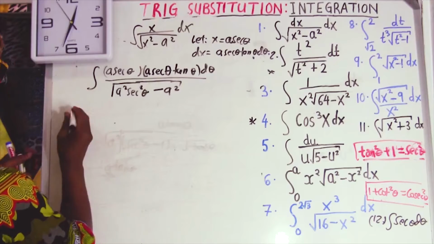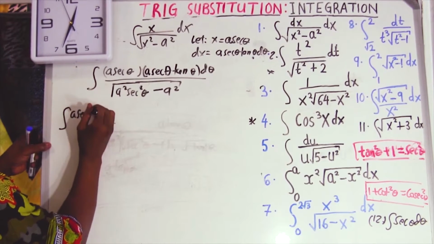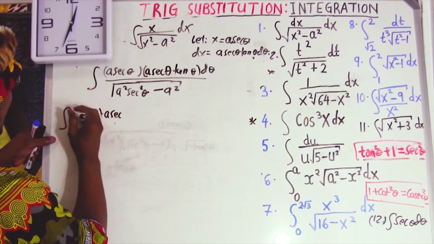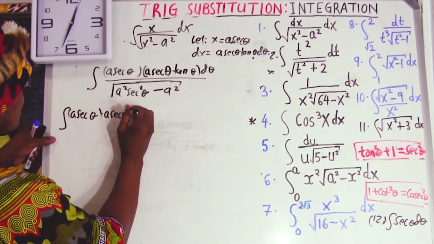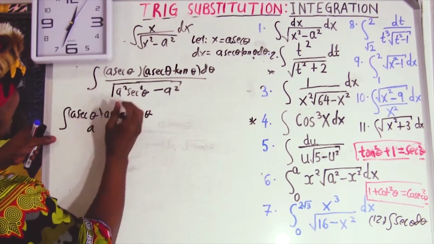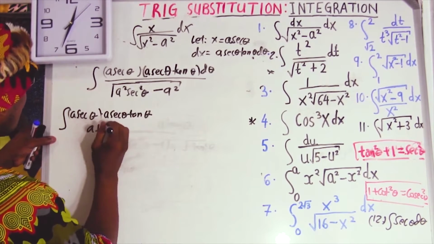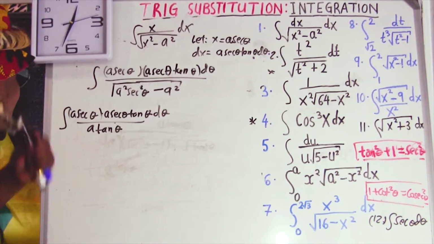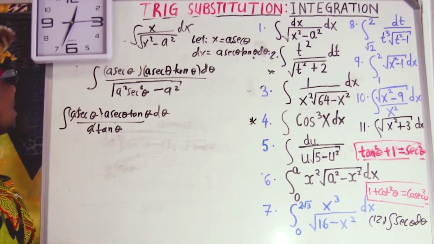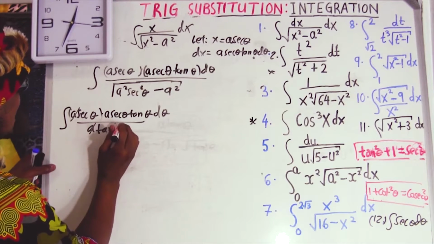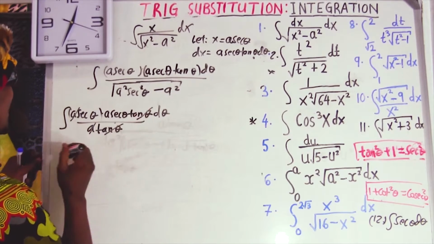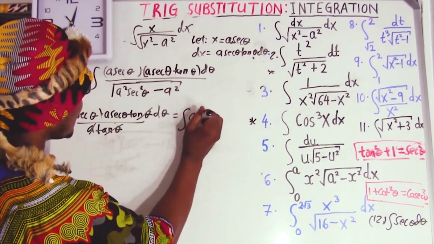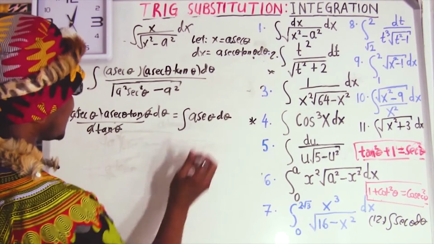So then it's going to become the integral of a sec theta times a sec theta tan theta, over a tan theta, and then we have our d theta. Some of the stuff is going to cancel. For example, a is going to cancel with the a, and tan is going to cancel with tan. So I'm going to be left with a sec theta d theta, the integral of a sec theta d theta.